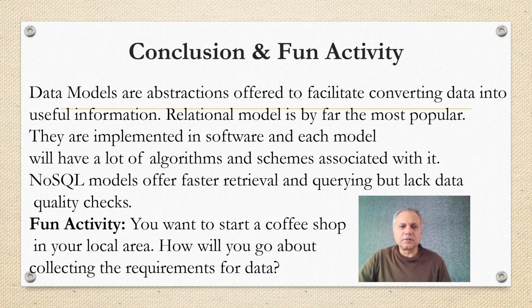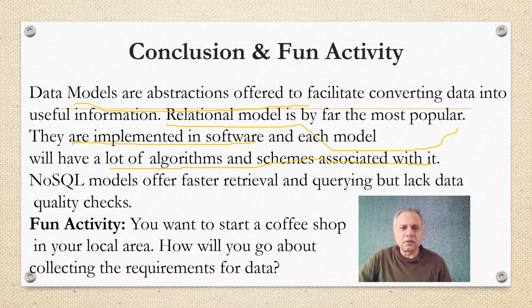So what have we learned from this presentation? We basically learned that data models are necessary abstractions that are needed to capture data and be able to convert it into useful information. And when I say useful information, that means we need good data quality. The 800-pound gorilla or the dinosaur, take your pick, is the relational model. And all of these data models are implemented in software. And each model has a lot of algorithms and schemes associated with it.